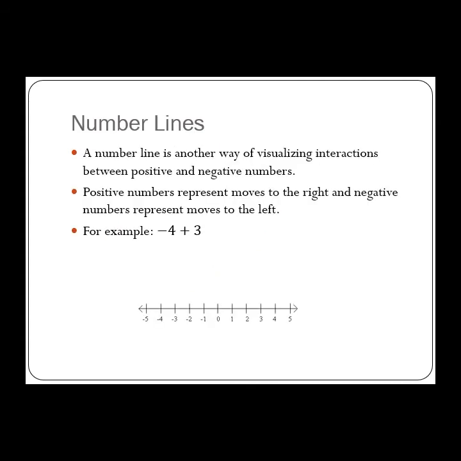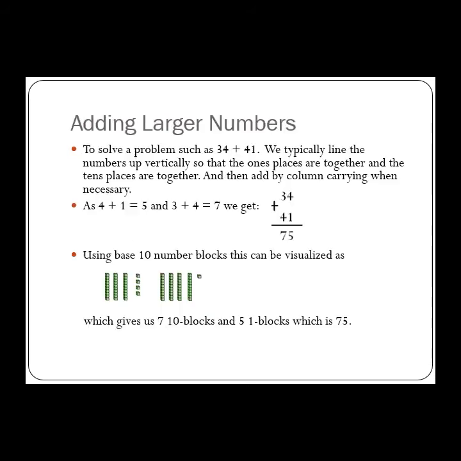Here I'm going to use the number line. So I'm going to start off with negative 4, so that means go back 4 steps. 1, 2, 3, 4, negative 4. And then I'm going to go plus 3. 1, 2, 3. And I end up here at negative 1. So negative 1 would be my answer.